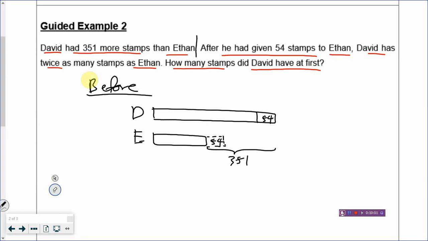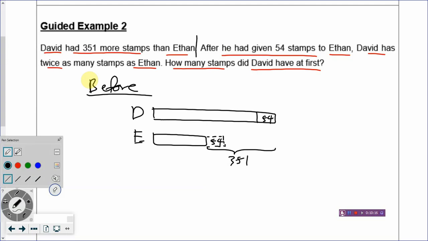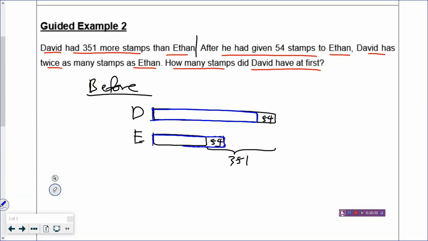So if your model in the before has two rectangles of about the same length, then you will find it very hard to find the difference in the end. For example, after David has given away, how does his rectangle look after he has given away? It will look like this. So now David's rectangle has become shorter, and Eden's rectangle has become longer.